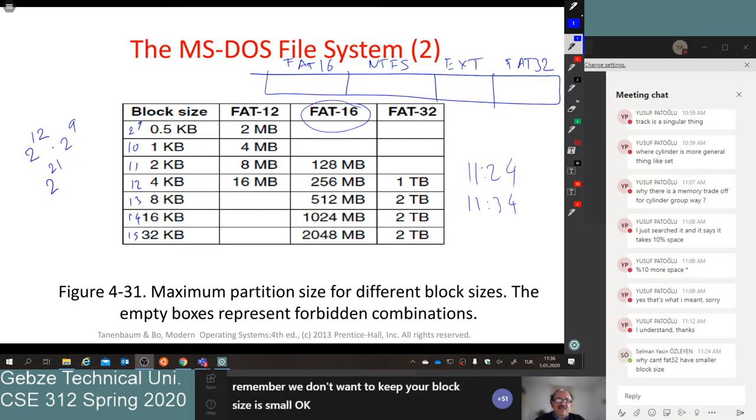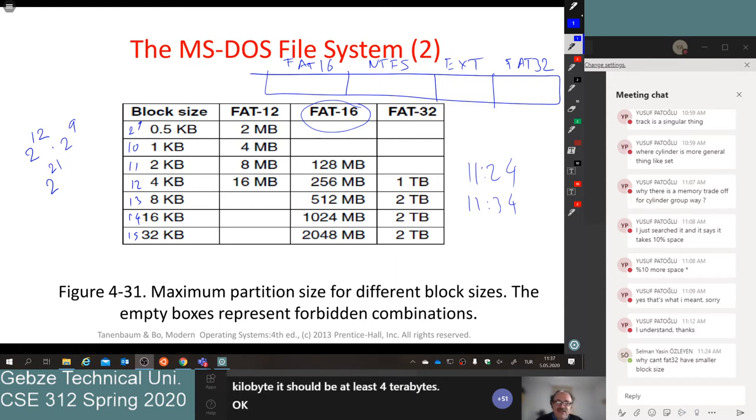Remember, we don't want to keep block sizes small. What was the trade-off for the block size? If the block size is too large, you are going to waste lots of space to internal fragmentation. If the block size is too small, your indexing, your FATs, and your number of blocks for each file will be large, and you'll be doing lots of moving around in your index table. Also, with small block sizes, your throughput was slow. That's why you need to find the balance. And if you are keeping 32 bits to point to your blocks, then your blocks should not be 0.5 kilobyte. They should be at least 4 kilobytes.